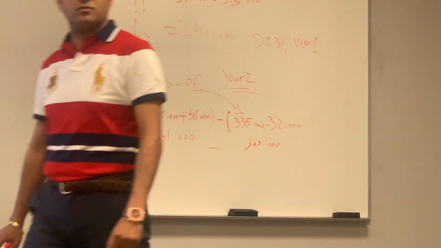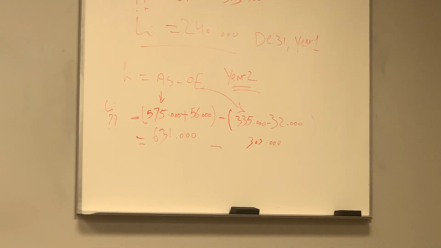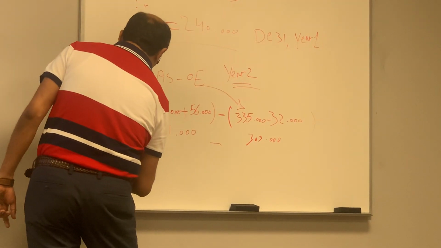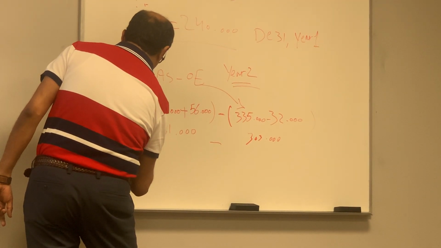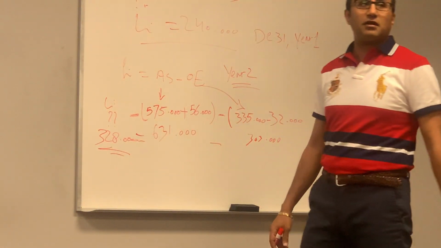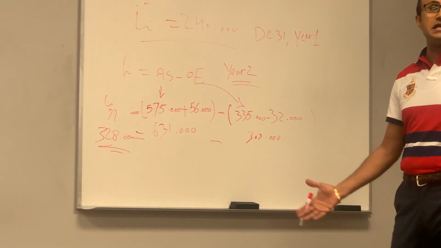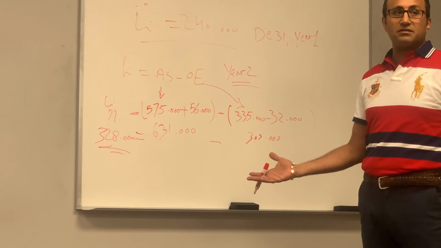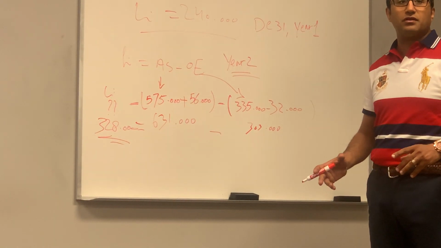How much are the liabilities? $328,000. Perfect. $328,000. This is liabilities. See, easy. Just math and follow the accounting equation.